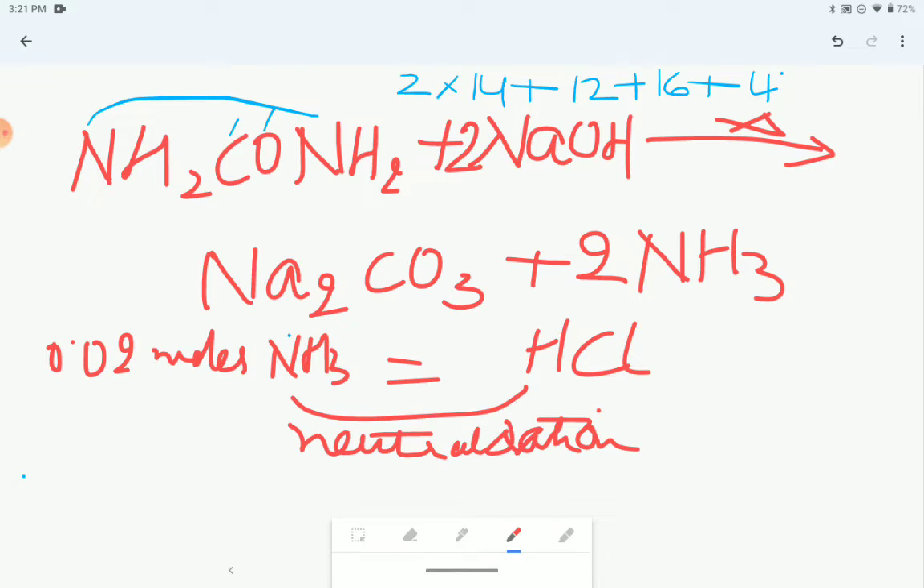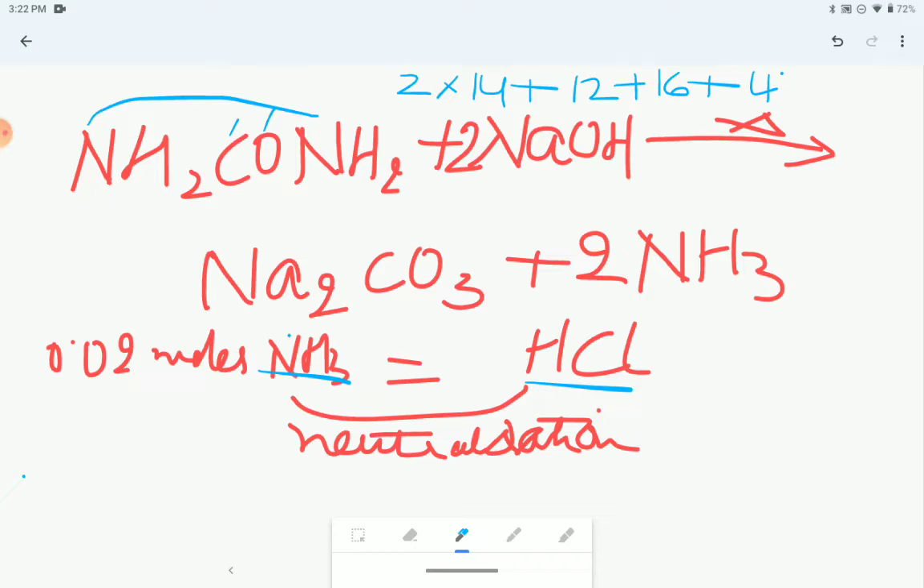If a base is combining with an acid, here ammonia is the base and HCl is the acid, so it should be a neutralization reaction. In a neutralization reaction, the number of moles of acid should be equal to the number of moles of base. This should be learned by you.